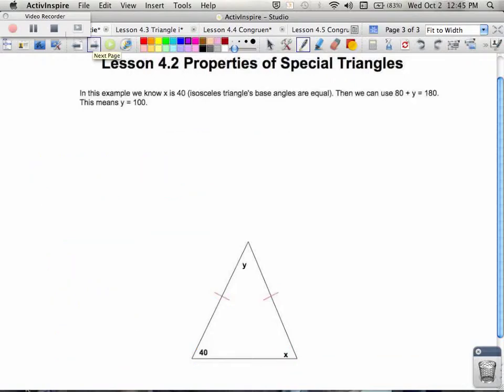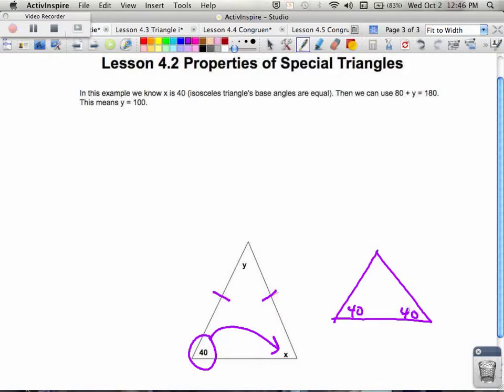In the third slide here, we know that our one angle is 40 degrees. If I know that my left-hand angle is 40 degrees, that also means that my other angle must be 40. And I know that because I see the markings on my triangle, which indicates that this is an isosceles triangle. So really, I have a triangle, if I want to redraw it off to the right, that looks like 40 and 40, and then the unknown y would be what's left over in that triangle.